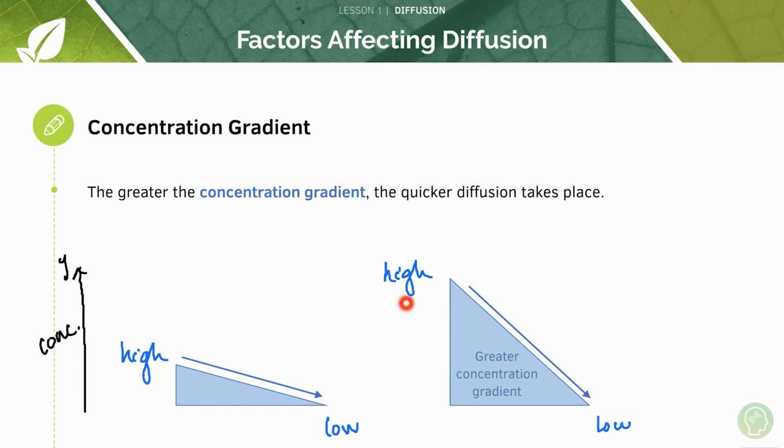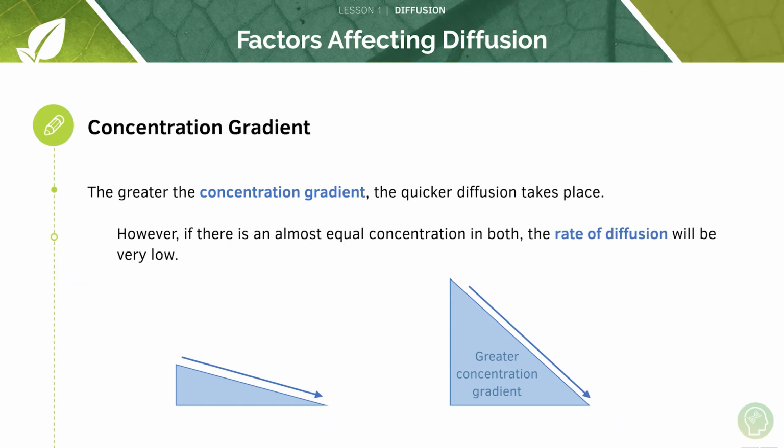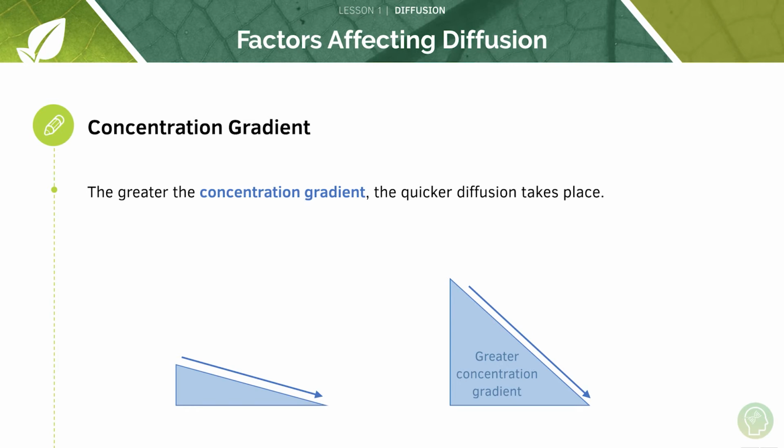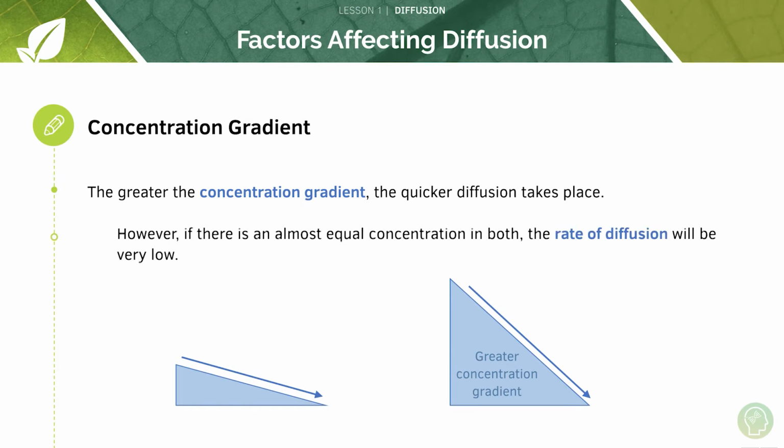But our high concentration in each of these scenarios is at a different level of high. So you can see here when it's really high, the concentration gradient is steeper because we're moving through greater differences in concentration. Whereas here it's shallower because from high to low there's less of a distance. Does that make sense? So the greater the concentration gradient, the quicker diffusion takes place. So if I were to ask you which one would have the quicker diffusion rate, it would always be the one with the steeper concentration gradient, so the triangle on the right over here.